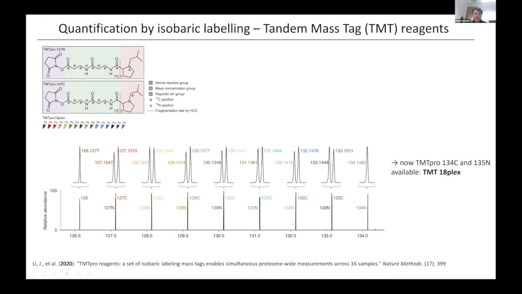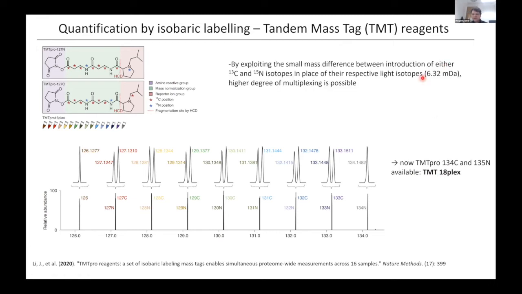So that essentially now allows us to increase the multiplexing capability of the approach. So in this example, 16-plex labeling of 16 different samples that can now be analyzed in the same LCMS experiment. And then most recently, we had introduction of 2 more flavors of this reagent to push this to an 18-plex experiment. And the mass difference of 6.32 millidaltons between heavy nitrogen and heavy carbon means that we need high resolution at MS2 level, so at the level of the fragmentation spectra, to be able to distinguish this. So fortunately, that can be done, for example, in Orbitrap-based mass spectrometers.